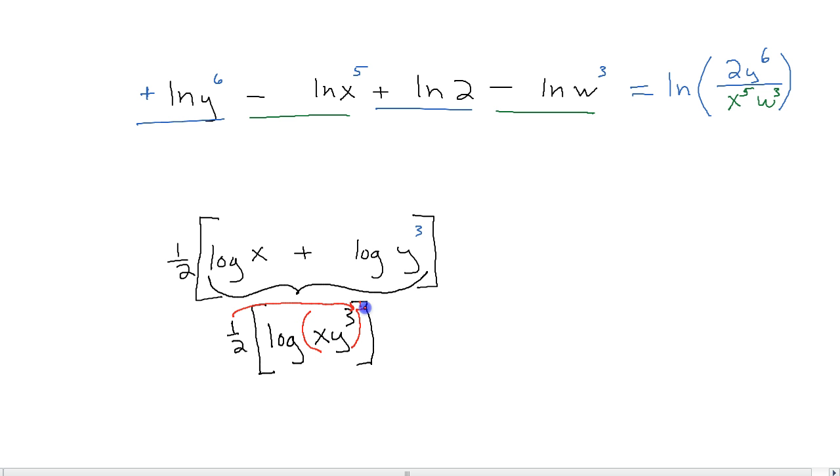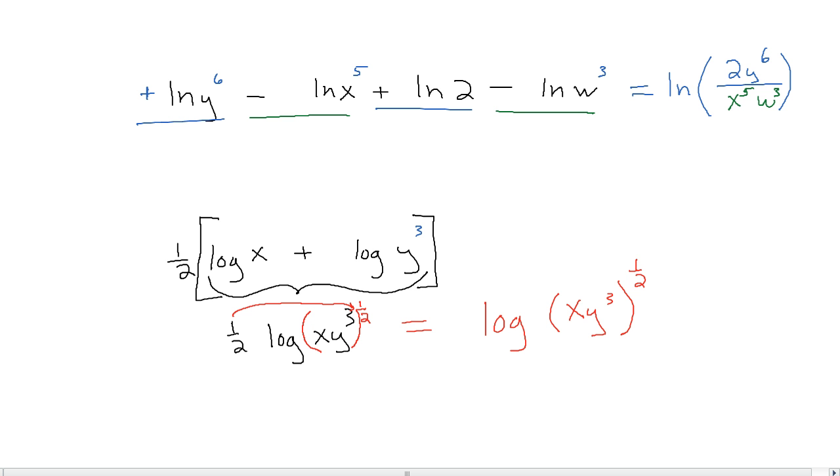So I have a 1/2 on the entire expression. So what that ends up looking like is the log of xy cubed, that whole quantity, to the 1/2. At this point, I could have left this bracket off and this bracket off, because I just had 1/2 times the log of that quantity.